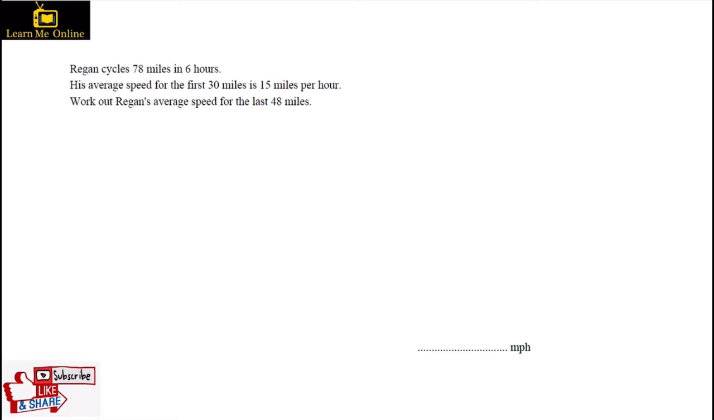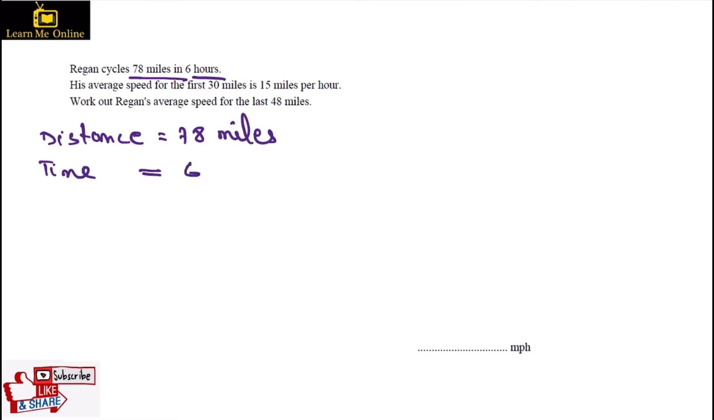Here we have got the question that says that Reagan cycled 78 miles in 6 hours. So I'm going to write it down. So this is the distance which is covered, which is 78 miles, and the duration is 6 hours. Okay, so distance is 78 miles and the time is 6 hours. So this is the first information.